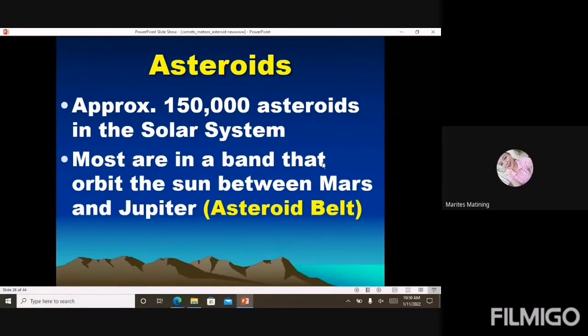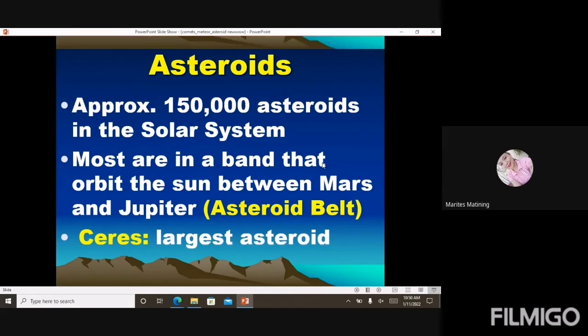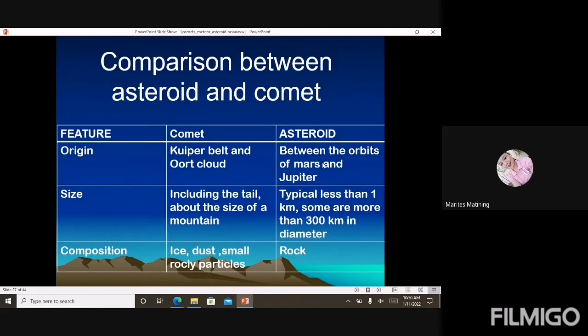The inner planets are the so-called rocky planets, tapos yung outer planet natin, sila yung mga gas planet natin. So that's the location of asteroid belts between Mars and Jupiter. Ceres is the largest asteroid in our solar system. So, kung i-compare natin the comets and asteroid, the origin of comets, take note of this, Kuiper belt and the Oort cloud. While asteroids, that's between the orbits of Mars and Jupiter.